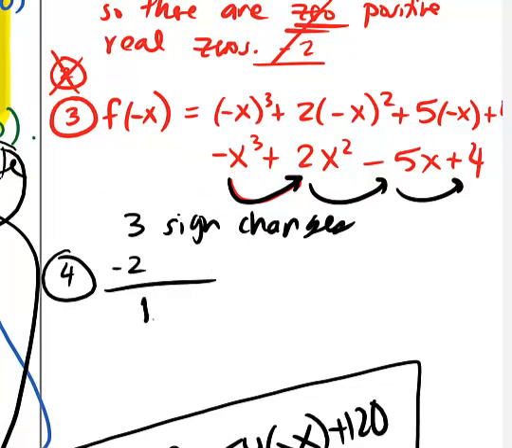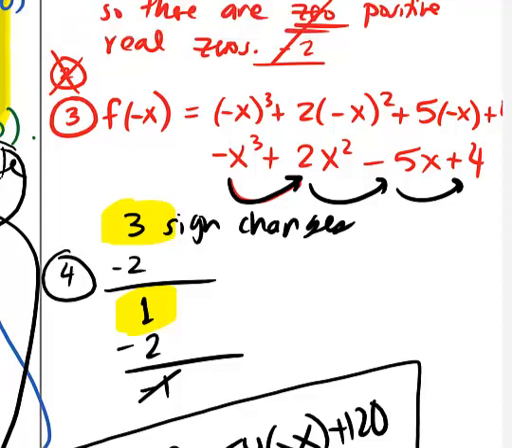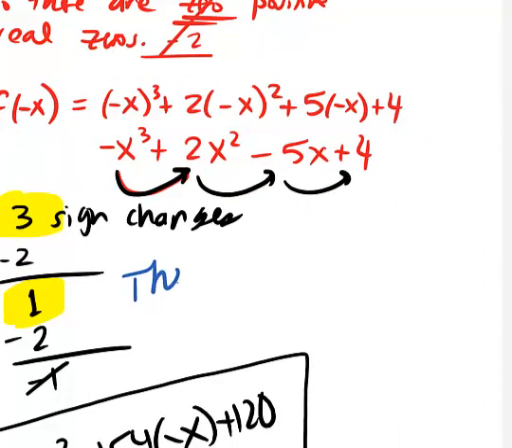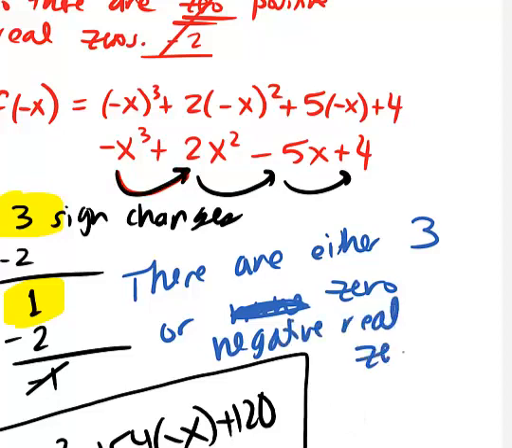Step 4 says now we're going to subtract 2 until we get to 0. Oh, now we're at a negative. That doesn't count. So it's either going to be 3 or 1 negative real zero. Because we started with 3, we subtracted 2 from that, we got a 1. We tried to subtract 2 again, but that was the end of it. So that means there are either 3 or 1 negative real zeros.